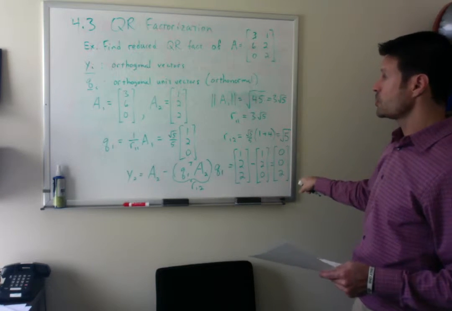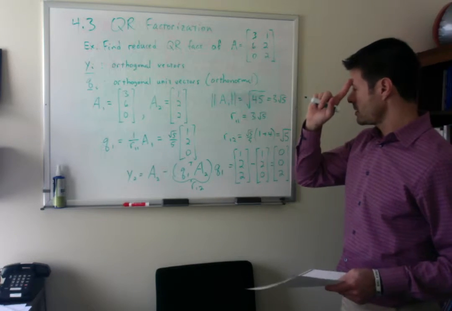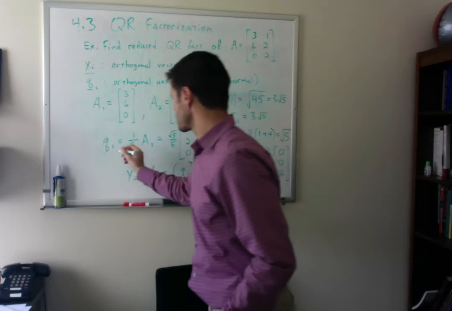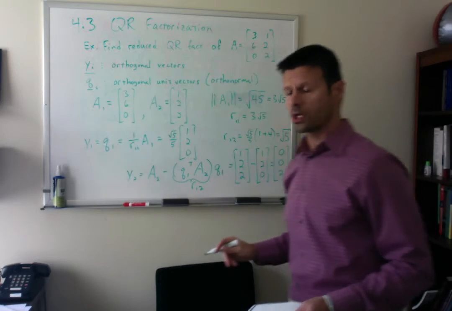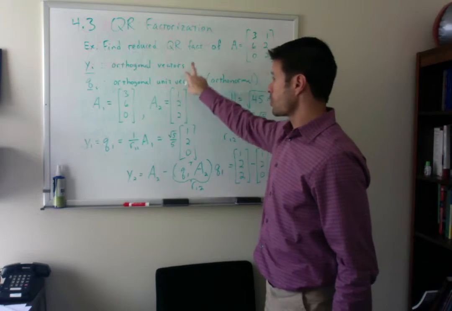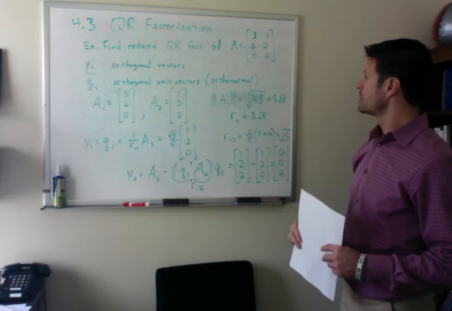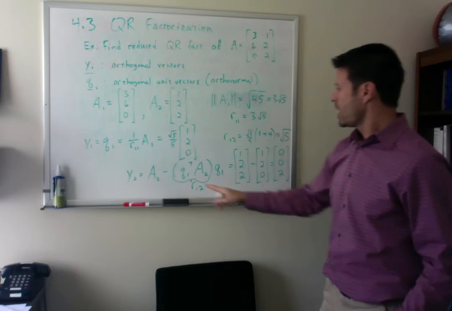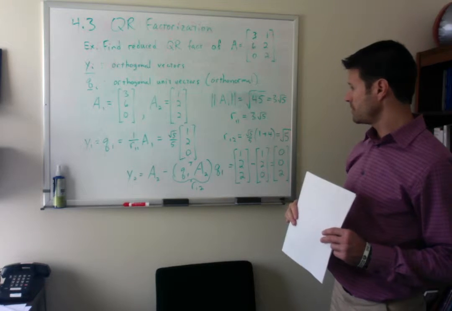And now y2 is orthogonal to q1. I guess we didn't define y1, but y1 is the same as q1. So y1 and y2 are orthogonal vectors. y1, of course, is also normal, a unit vector. But y2 is not a unit vector yet, so we need to compute its norm.